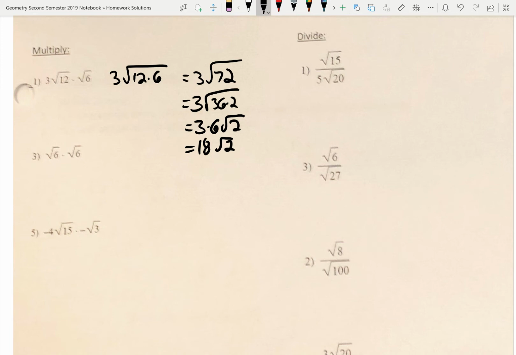Root 6 times root 6. Well, that's the same thing as root 6 times 6, or root 36, which is 6.